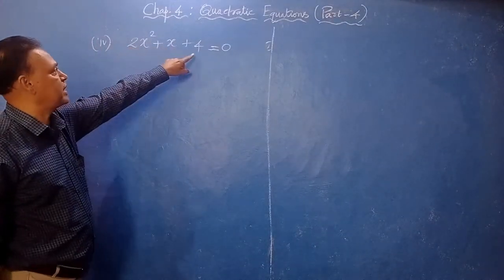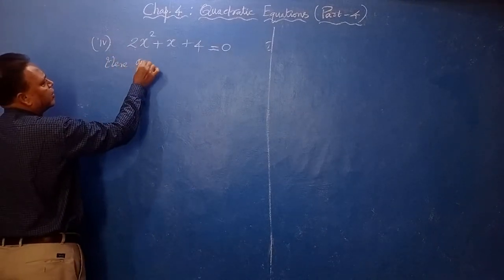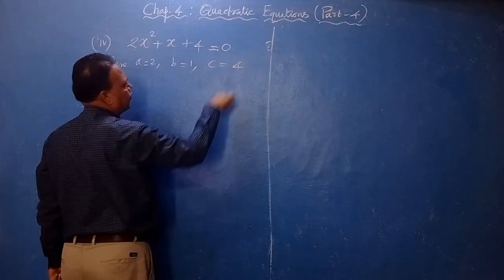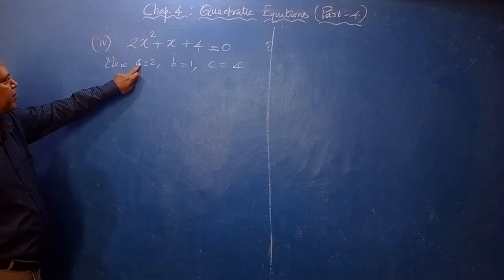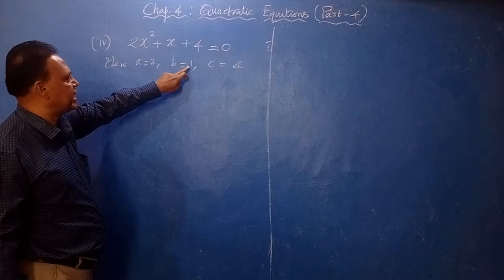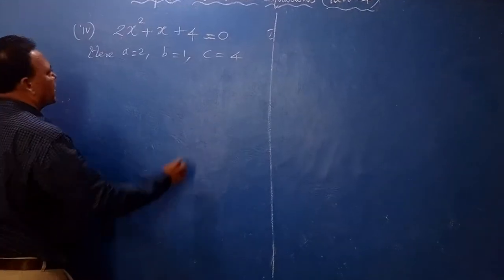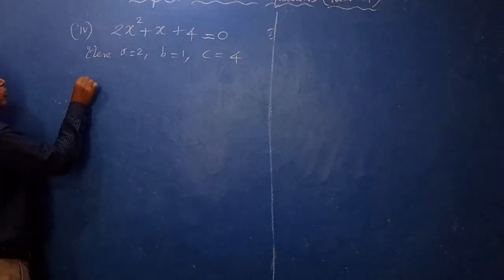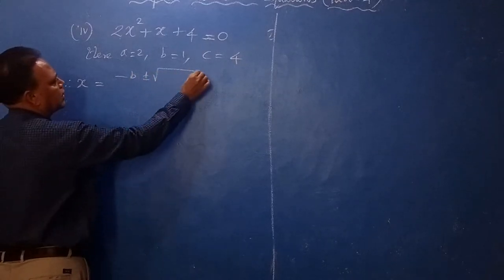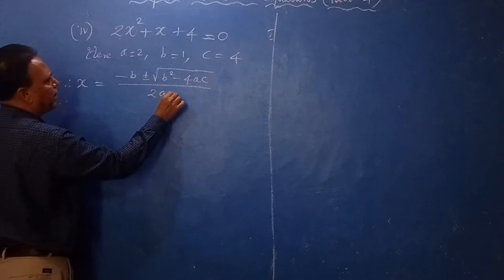2x squared plus x plus 4 equal to 0. Same way. Here a is 2, B is 1, C is 4. Always you should remember. A means x squared coefficient. B means x coefficient. If no number, you take 1. Then C is the constant term. Therefore, x is equal to, write the quadratic formula, minus b plus or minus root over b squared minus 4ac, divided by 2a.